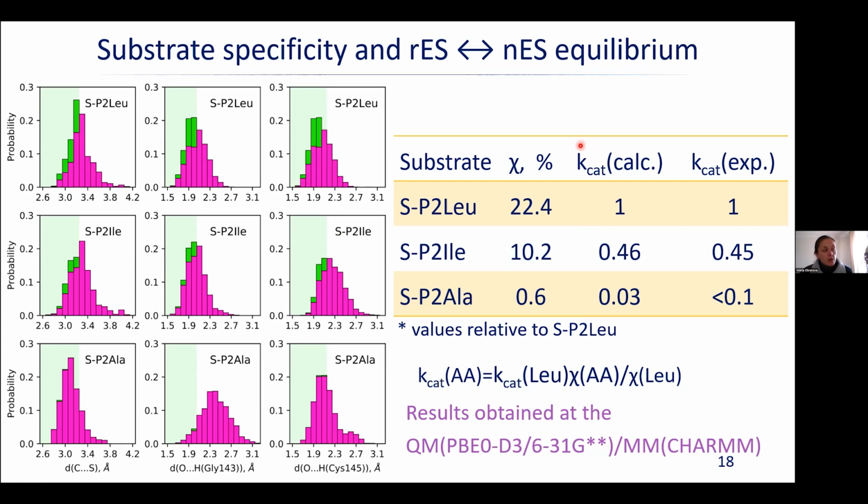Therefore, we recalculated kcat values relative to these quantities. And also we normalized experimental kcat values and obtained very good agreement between these 2 columns.